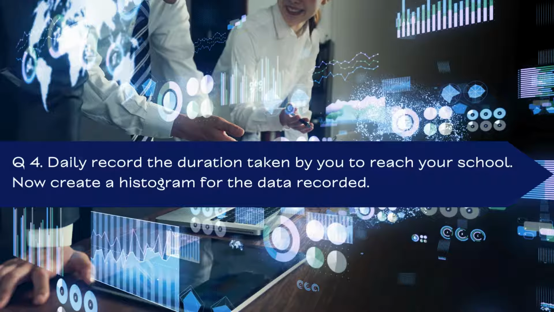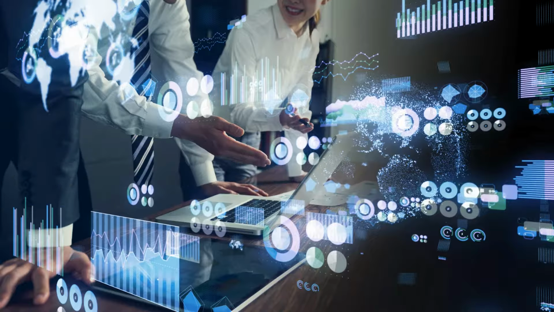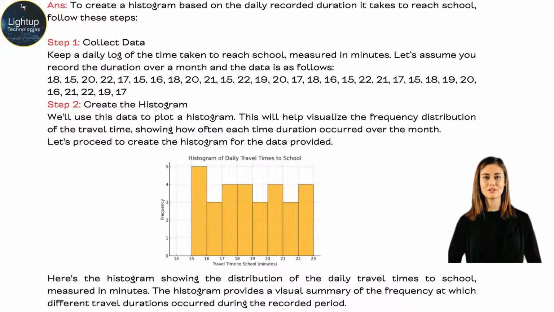Daily record the duration taken by you to reach your school. Now create a histogram for the data recorded. Answer. To create a histogram based on the daily recorded duration it takes to reach school, follow these steps. Step 1. Collect data. Step 2.